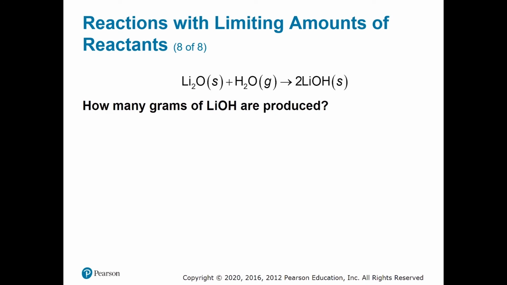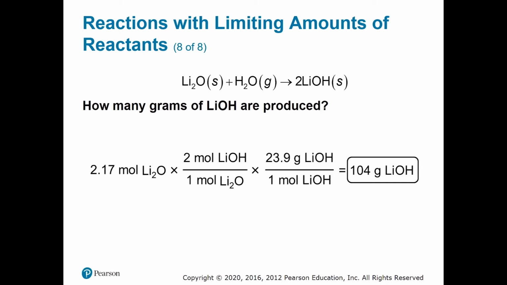Again, try this yourself by pausing the video and come back when you're done. A couple of slides ago, we found out we had 2.17 moles of lithium oxide, our limiting reactant. Since it's limiting, it determines our theoretical yield. We can see that each mole of lithium oxide yields 2 moles of lithium hydroxide, so the first step is to multiply by this 2-to-1 conversion factor. Finally, we multiply the resulting number of moles of lithium hydroxide by its molar mass to find the equivalent mass in grams, and we get 104 grams of lithium hydroxide.